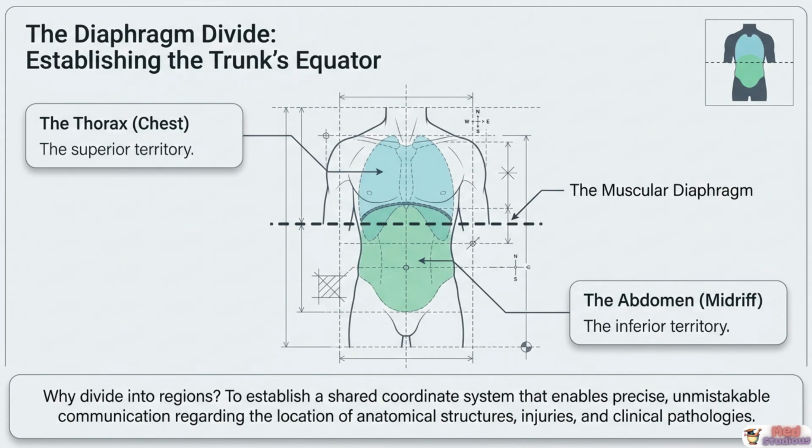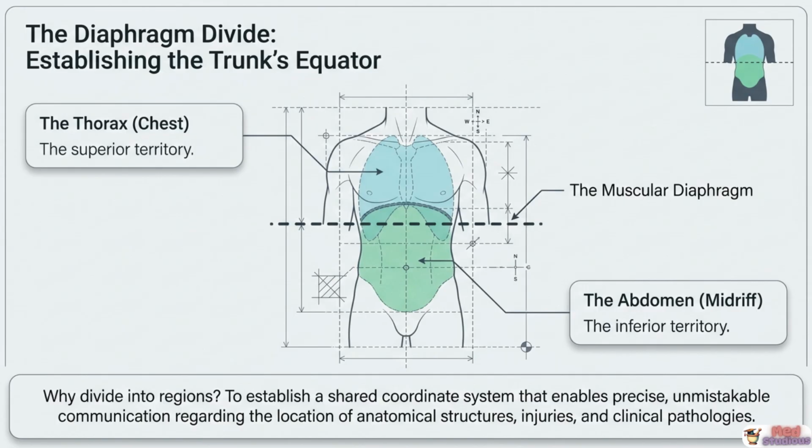The thorax contains the heart within the mediastinum, the two lungs within their pleural cavities, the trachea, the esophagus, and the great vessels. The inferior territory is the abdomen, also called the midriff, bounded superiorly by the diaphragm and inferiorly by the pelvic inlet.